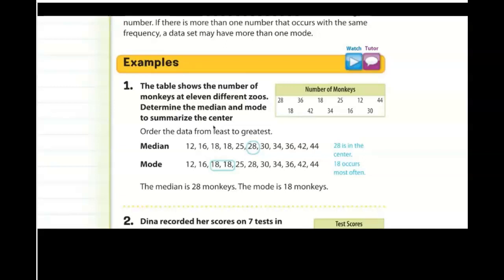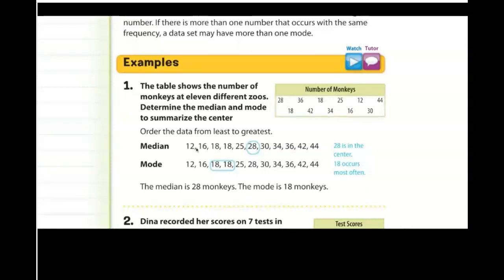Let's pause for a moment because it's important to analyze that data too. There's something called range that we're going to be doing in this lesson as well. If you were to take the largest number and the smallest number and subtract, find the difference, that's called the range, and that's kind of important to understand the data as well.